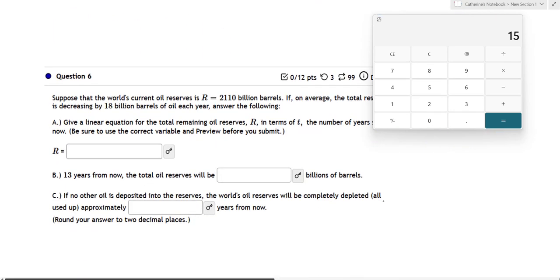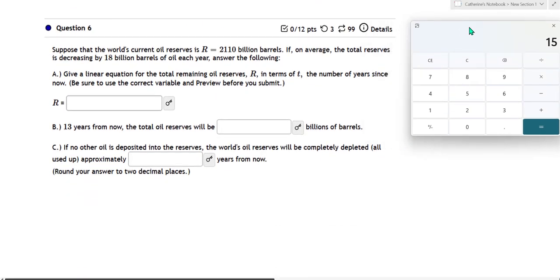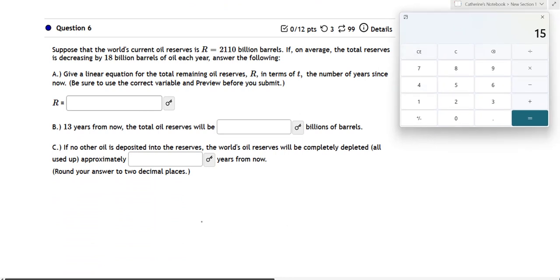Okay, last one was number 6. So number 6 says, suppose the world's current oil reserves is R equals 2,110 billion barrels. If, on average, the total reserves is decreasing by 18 billion barrels of oil each year, answer the following. Give a linear equation for the total remaining oil reserves R in terms of T, the number of years since now. Be sure to use the correct variable and preview before you submit. Okay, so we're supposed to use T.